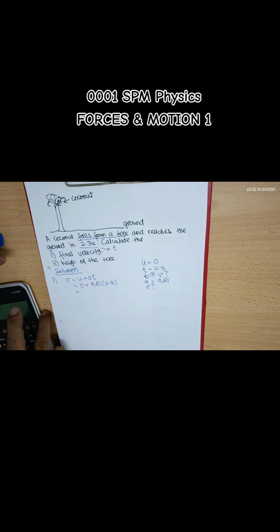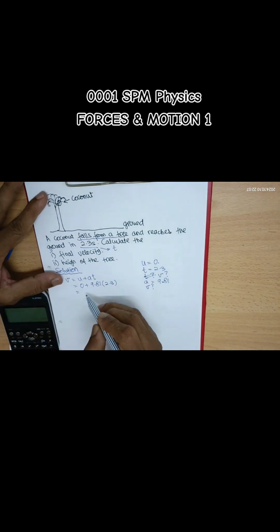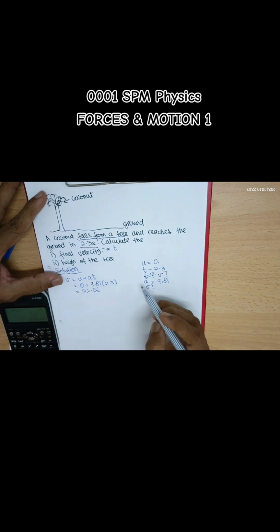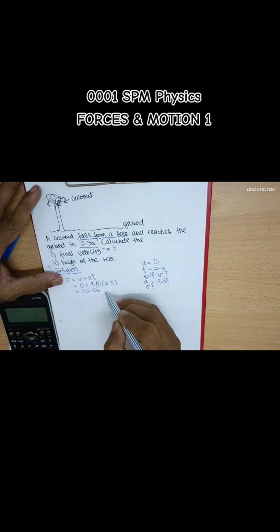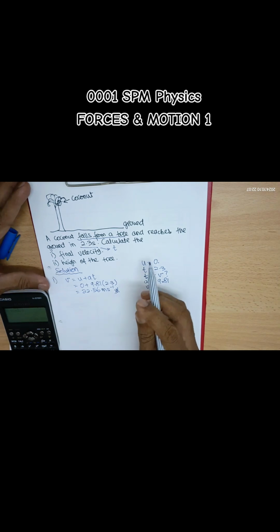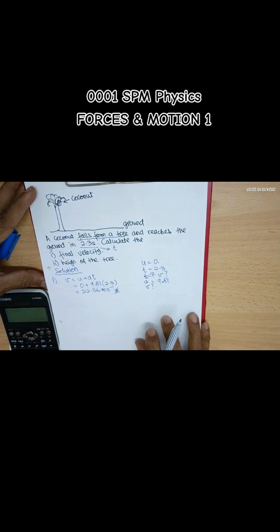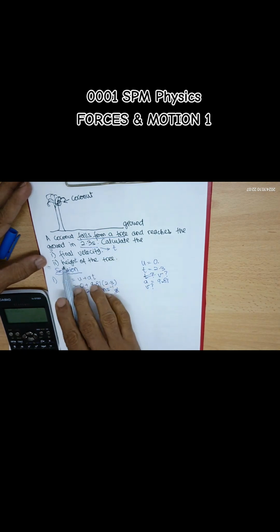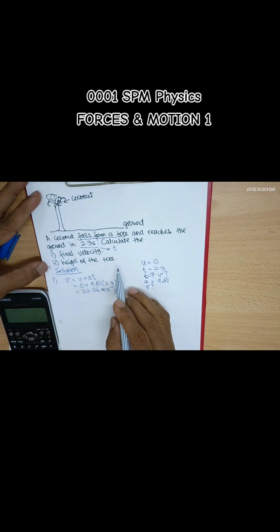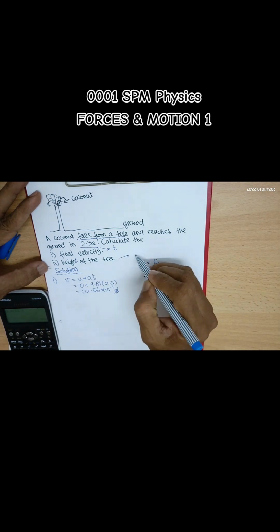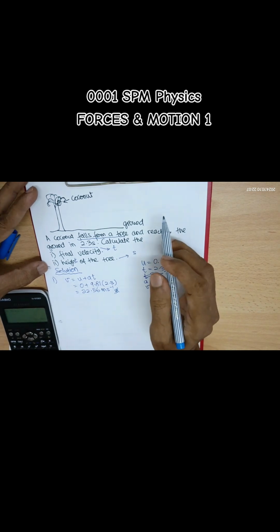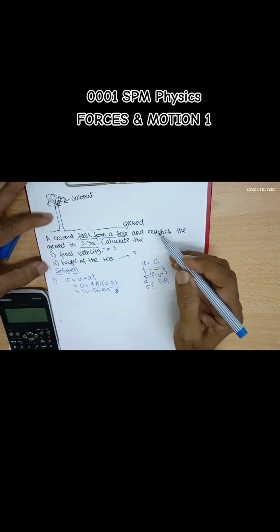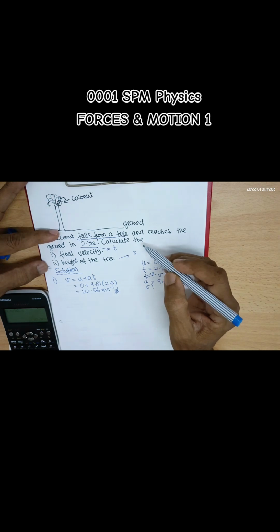So that comes to 22.563. You can give your answer to 4 significant figures, so v is 22.56. Do not forget the unit, meters per second. Okay, so this is the solution for final velocity. Now this is the height of the tree. The height of the tree will be the s, the total distance the coconut falls, or it can be displacement.